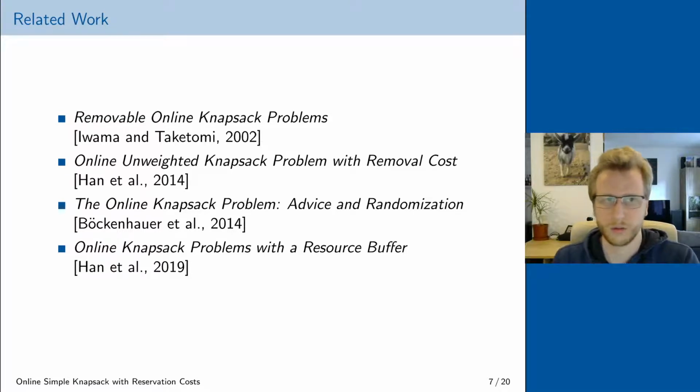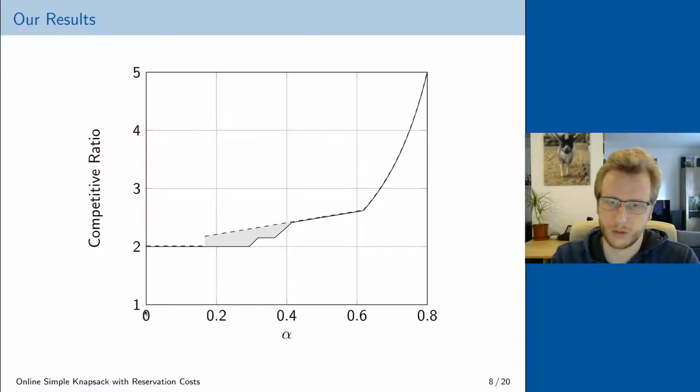All right. So much for the related work. Now we look at our results, and the results could be dependent on the reservation costs. So we plotted the competitive ratio against the reservation costs between 0 and 1. We cut off the area bigger than 0.8 because it diverges towards infinity when it converges to 1.